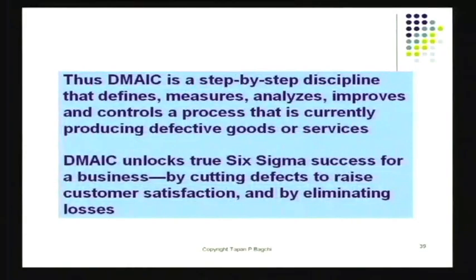This is a follow through of lecture 35, which you must have witnessed before me. I ended up with this slide that says DMAIC is a step-by-step disciplined procedure that defines, measures, analyzes, improves and controls a process that is currently producing defective goods. That was where I left.